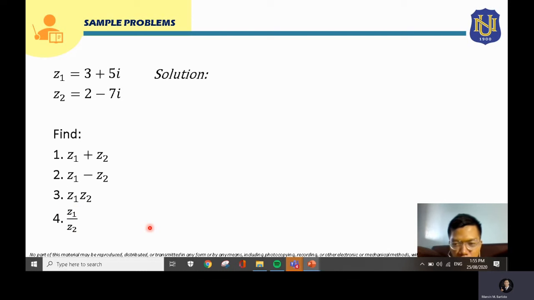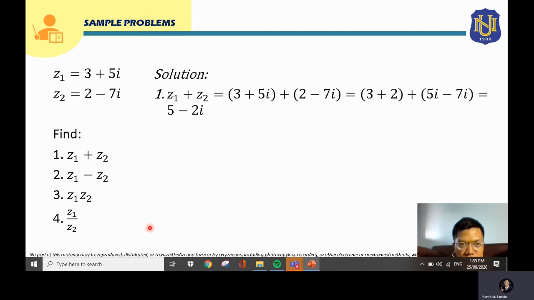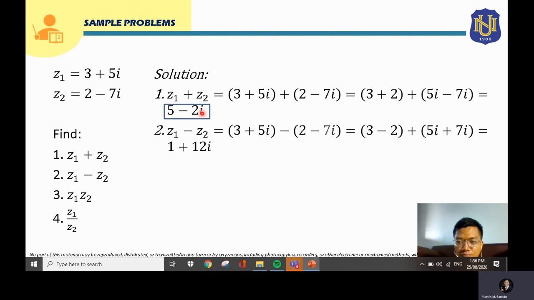So solving number 1, for its solution, we just have to apply the rule for addition of complex numbers in general form. So this will be 3 plus 5i plus 2 minus 7i. Combining the real part, that will be 3 plus 2. And then combining the imaginary part, which is 5i plus negative 7i, so that will be 5i minus 7i. Simplifying this, 3 plus 2 is 5, and 5i minus 7i is negative 2i. So that will be the answer for number 1.